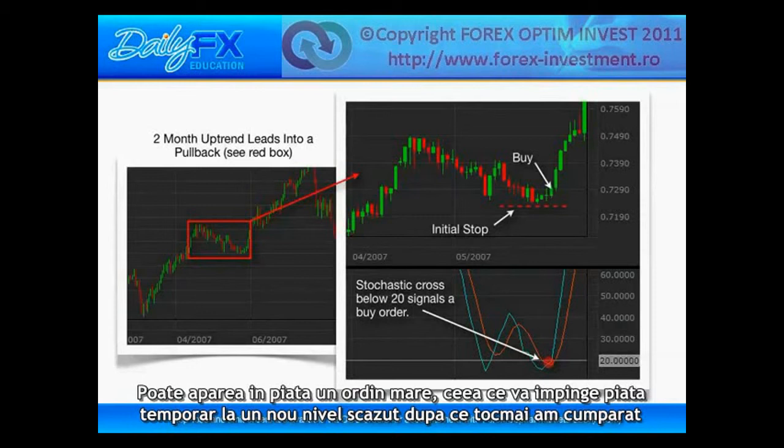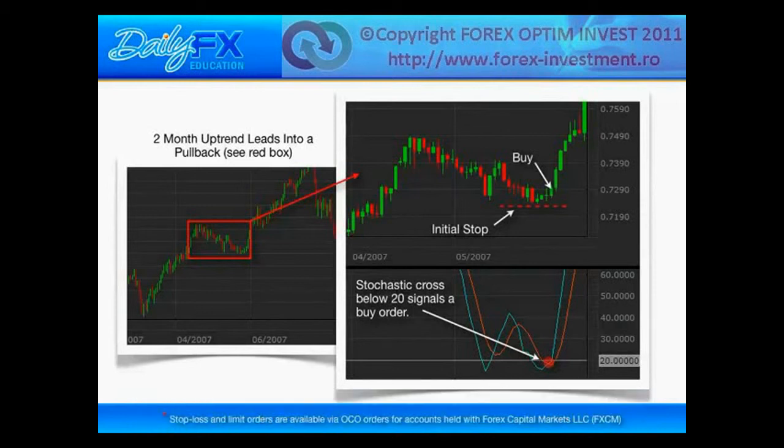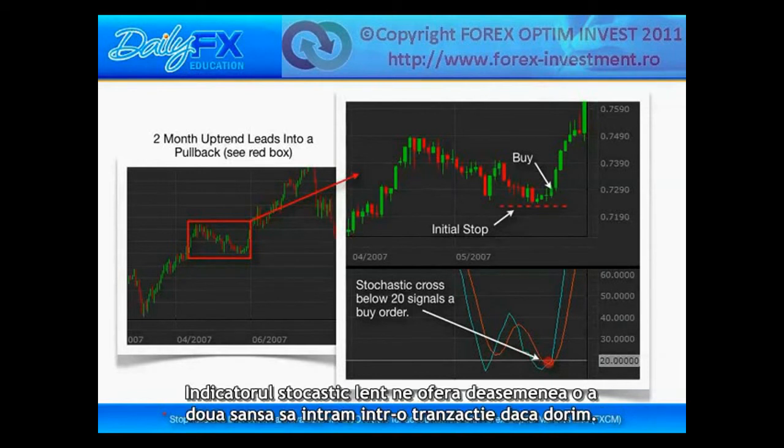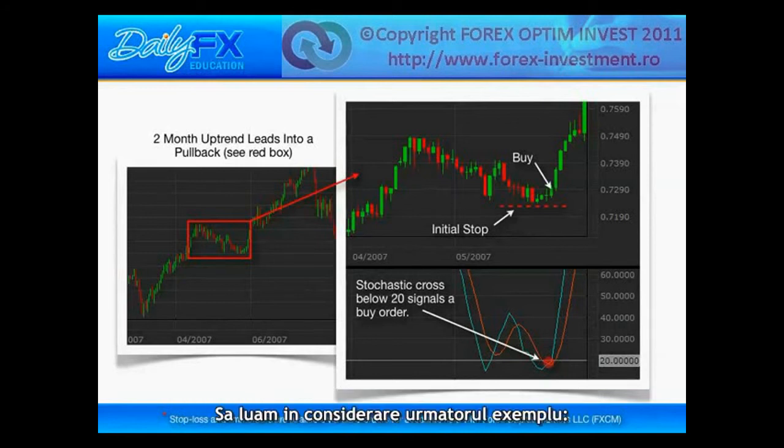A big order may come into the market that temporarily pushes the market down to a new low after we bought, or up to a new high after we sold. But slow stochastics can also give us a second chance to enter into a trade if we wish. Let's look at an example.